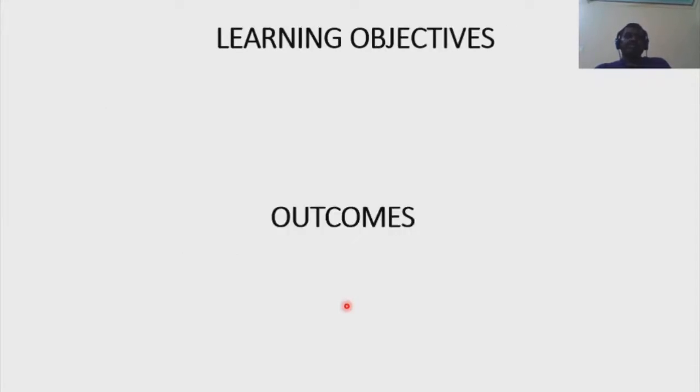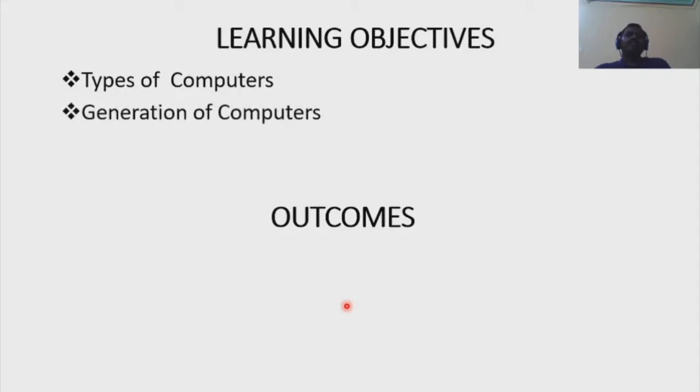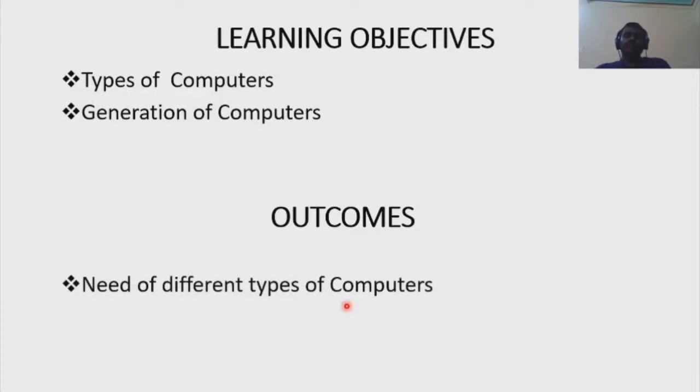Learning objectives: the types of computer, meaning the different types of computer that we are going to use, followed by the generations of the computer, meaning the different generations that we have. The outcome of this session is understanding the need for different types of computer.